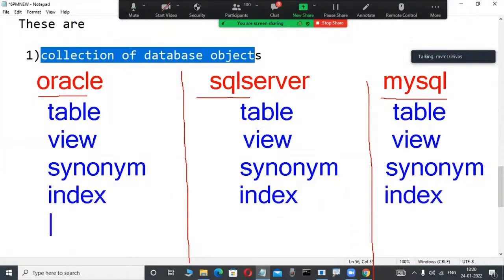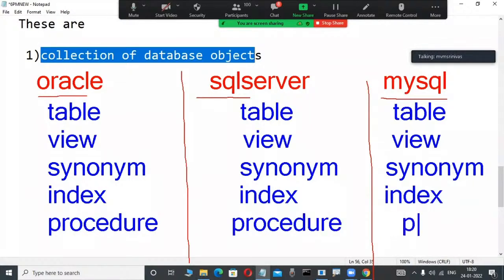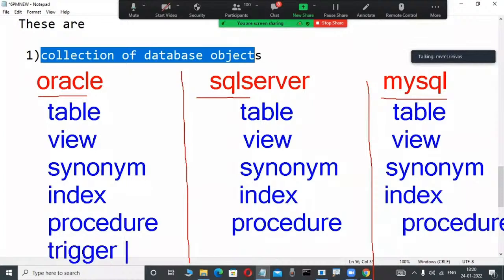Okay, some terminology. Big concepts only. Here now a procedure is there. Here also procedure is available. Here also procedure is available. Here trigger is there. Okay, there is a database object. So now here also trigger is there.